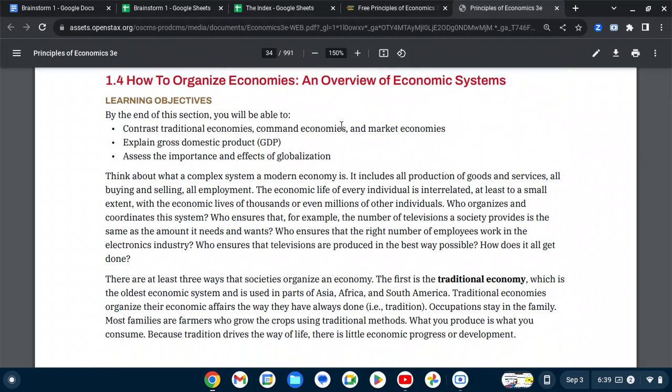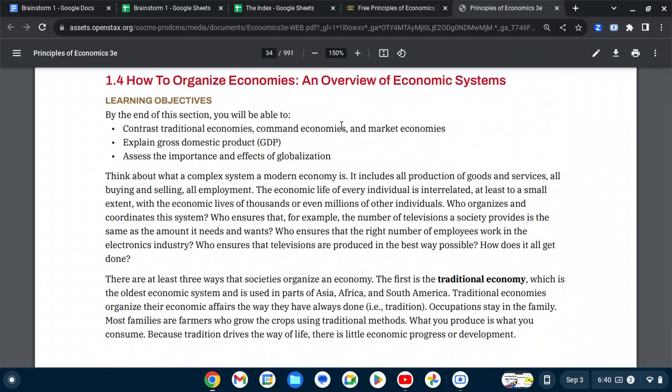Think about what a complex system a modern economy is. It includes all production of goods and services, all buying and selling, all employment. The economic life of every individual is interrelated, at least to a small extent, with the economic lives of thousands or even millions of other individuals.